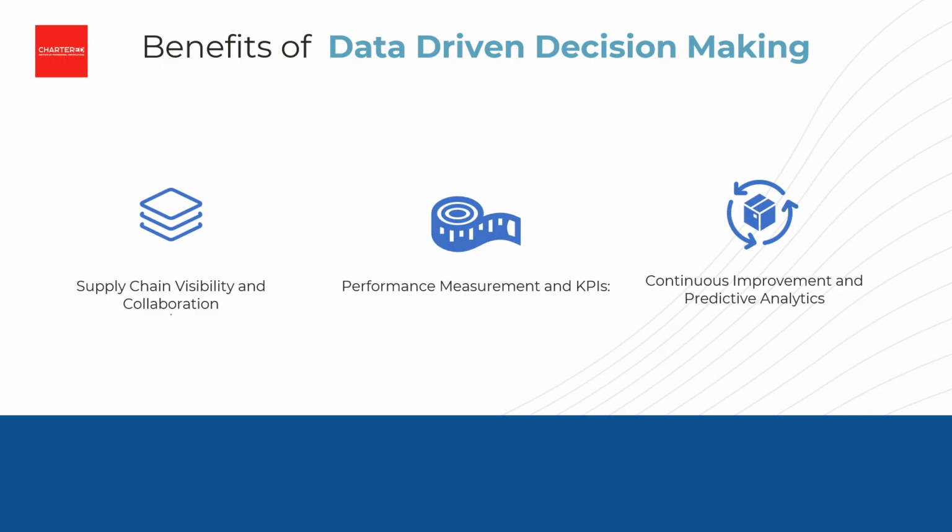Continuous improvement initiatives are aided by data analysis and advanced analytics. Therefore, organizations can identify trends, patterns, and potential future disruptions by analyzing historical data and applying predictive analytics. This knowledge enables organizations to address issues proactively, optimize processes, and therefore implement preventive measures for improved supply chain performance. The benefits of data-driven decision making cannot be understated.